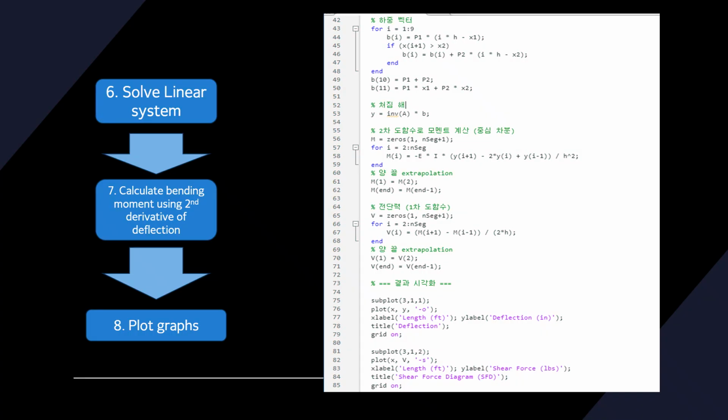Step 3 is calculating the moment and shear. From the deflection values, we calculate the bending moment using the second derivative of deflection. Then we compute the shear force using the derivative of moment. These are approximated numerically using central difference.